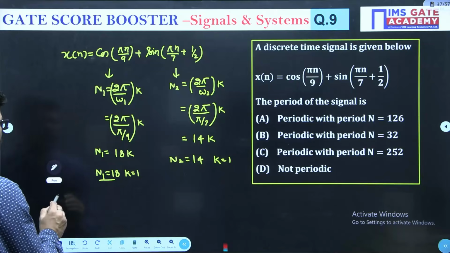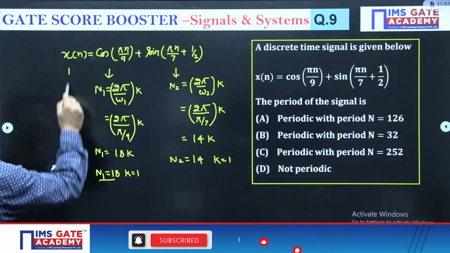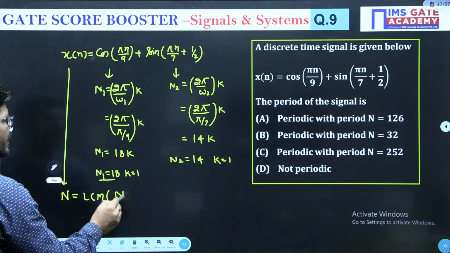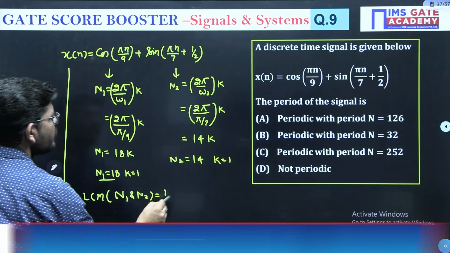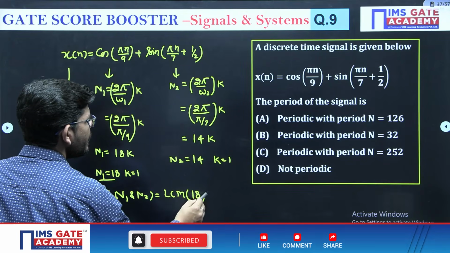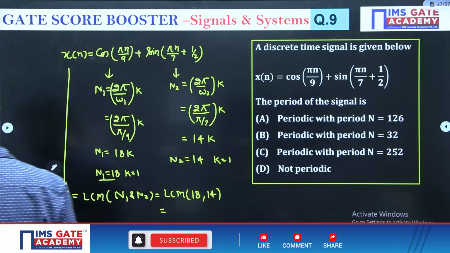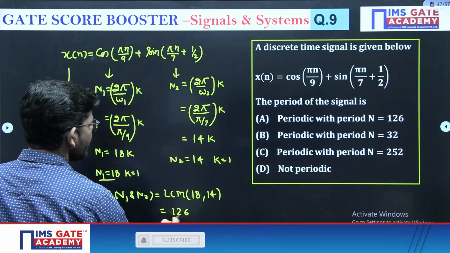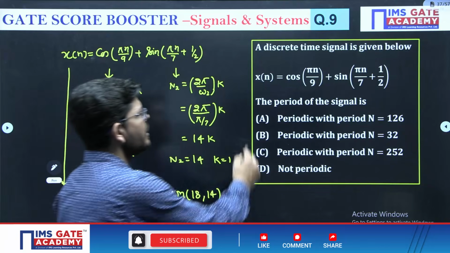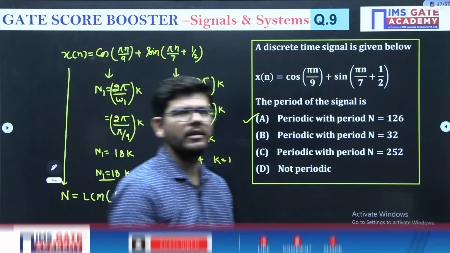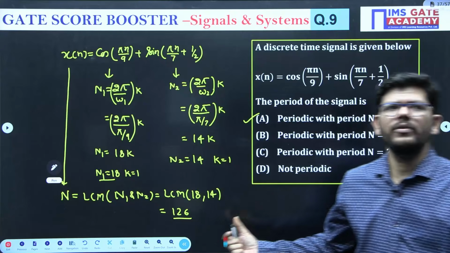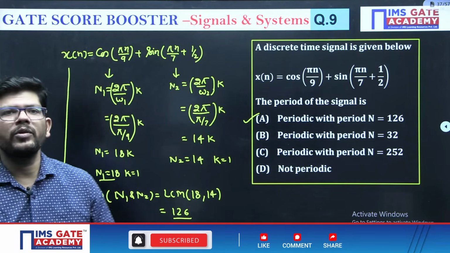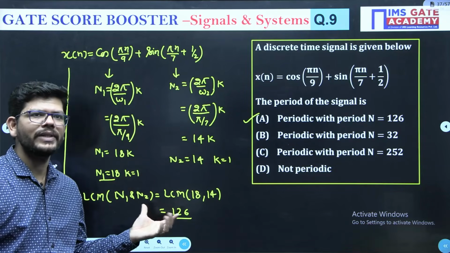Okay, so now what will be the period of x of n? So the period of x of n will be the LCM of n1 and n2, or it is going to be the LCM of 18 and 14, right? And what is the LCM of 18 and 14? It is going to be 126, and that is going to be the answer. So it is periodic with a period 126, right? This is how you will solve a question like this. Okay, surely you are going to get a question in the exam also. So I hope this concept as well as this question is clear to you.